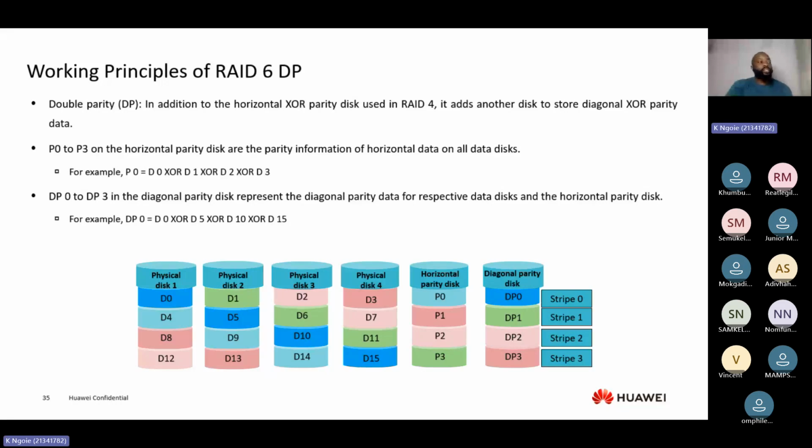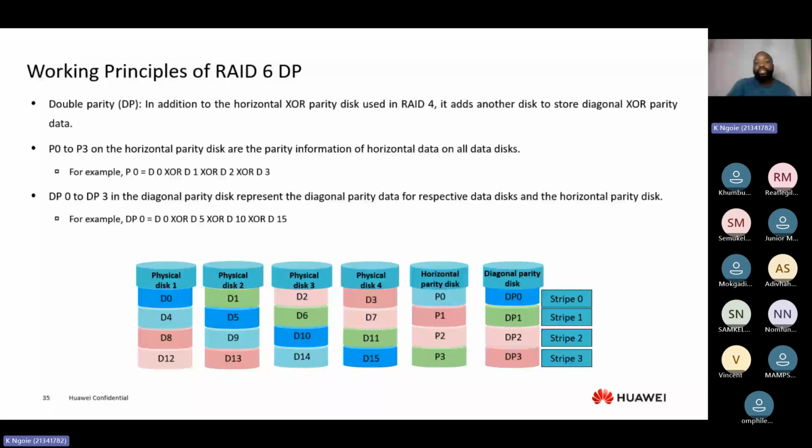So in this case, in addition to the horizontal XOR parity disk used in RAID 4, we're going to add another disk to store diagonal XOR parity. What does it mean? It means RAID 6 is just an extension of RAID 5. But instead of one parity block, we're going to maintain two independent parity blocks. One is horizontal and one is diagonal.